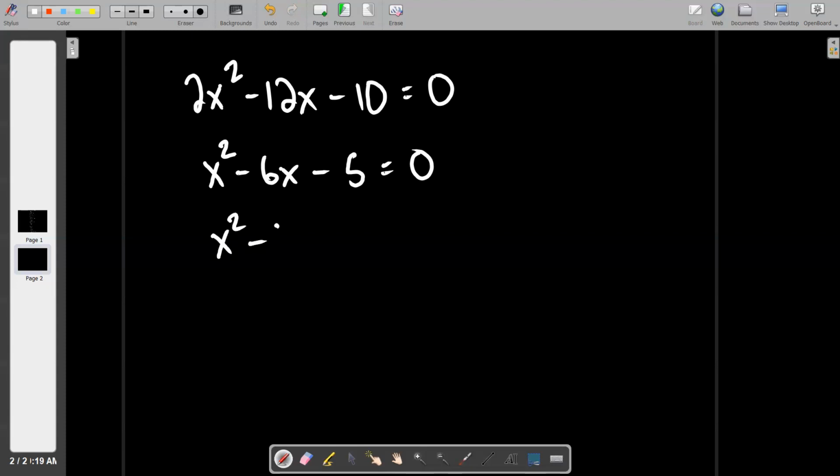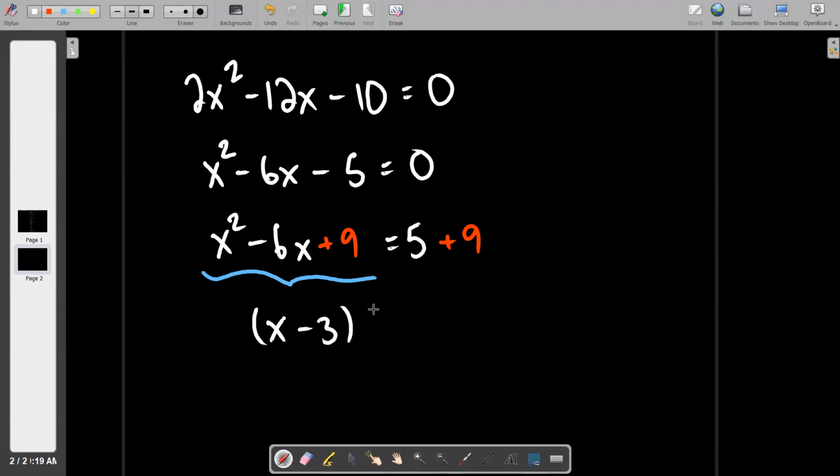Move the 5, add the 5, leave an awkward void. What's going to be the number that goes in the awkward void? Yeah, plus 9. Plus 9. Again, if you'd be so kind, how do you factor that left side? Totally. And on the right side, 5 plus 9 is?